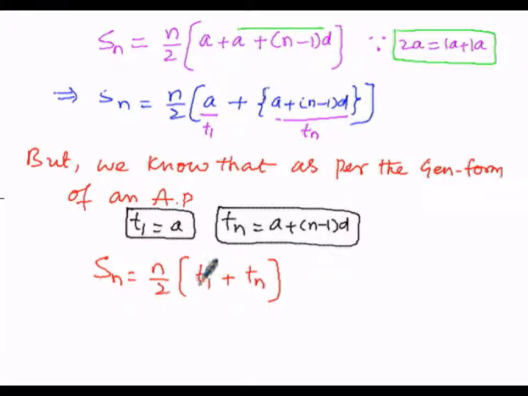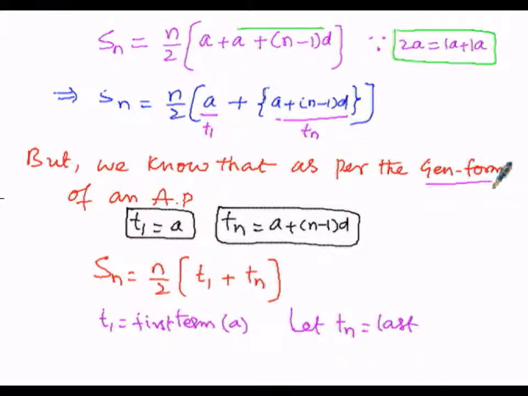So here, since this is the first term, T1 is the first term, that is nothing but a. And Tn is the last term in the general form of arithmetic progression. So Tn is equal to the last term, let us suppose it by L. In this manner we have supposed T1, the first term, as a, and Tn, the nth term, as the last term, that is L.